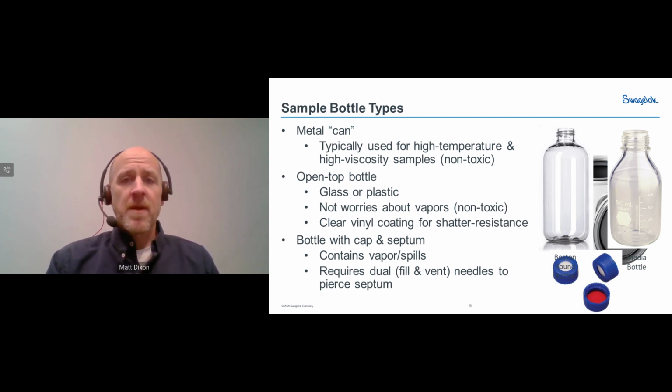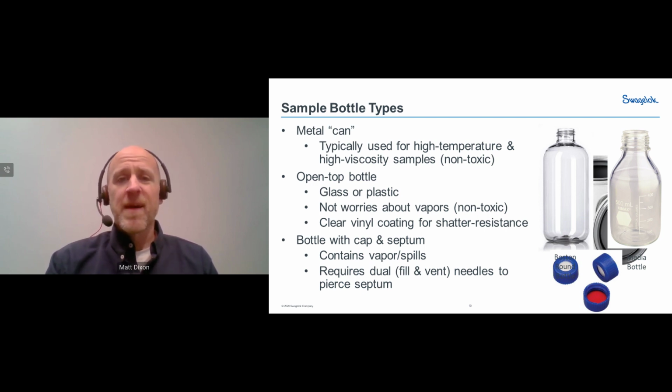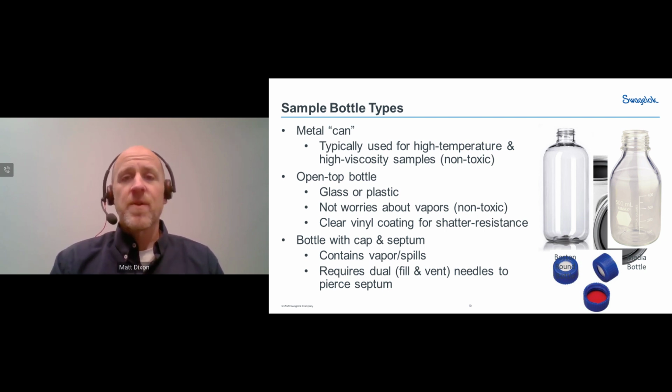Now with these, we've got to make sure that, much like the metal cans, we're not worried about toxicity, because if we're dealing with an open top container, the operator is going to be exposed to whatever vapors are coming off of that fluid. So we've got to make sure that if we're sampling using a metal can or a glass bottle, it's a non-toxic sample and we don't have to worry about exposure to the operator.